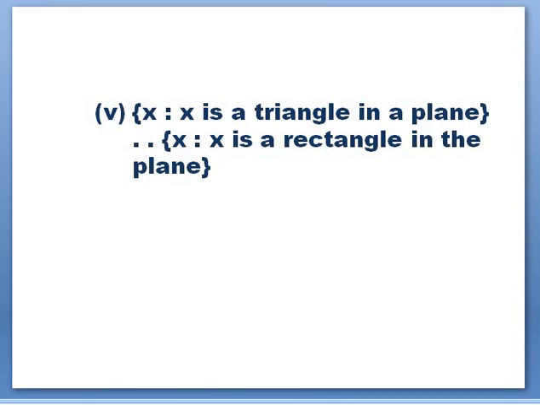So you have to practice this type of examples. See, these are important for your exam. So practice this type of questions.